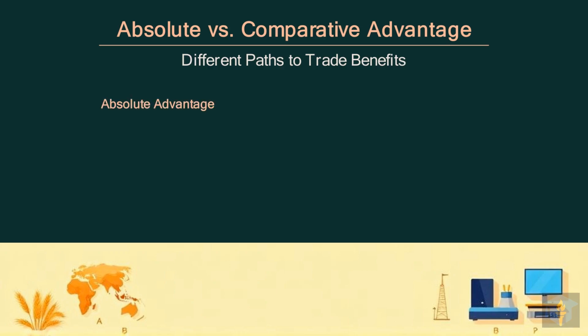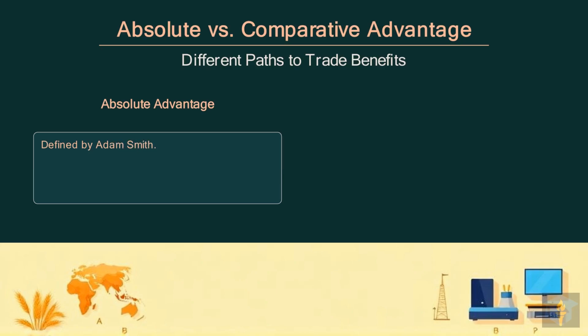Absolute advantage, first defined by the economist Adam Smith, focuses on production efficiency. It means a country can produce goods more efficiently using fewer resources than others. Based on this, countries should specialize in producing the goods they make best.